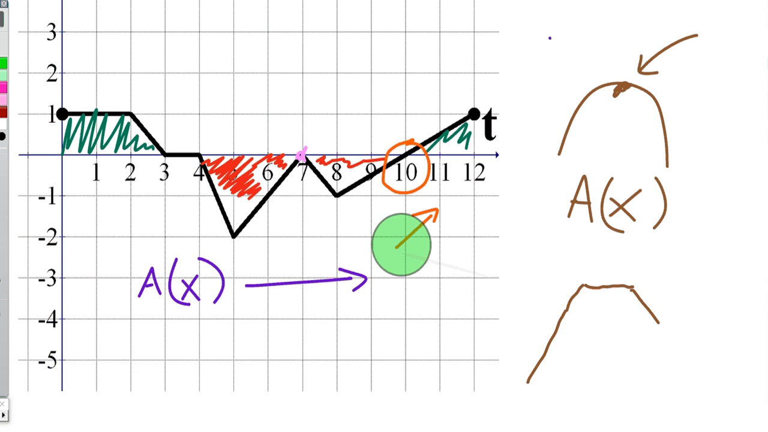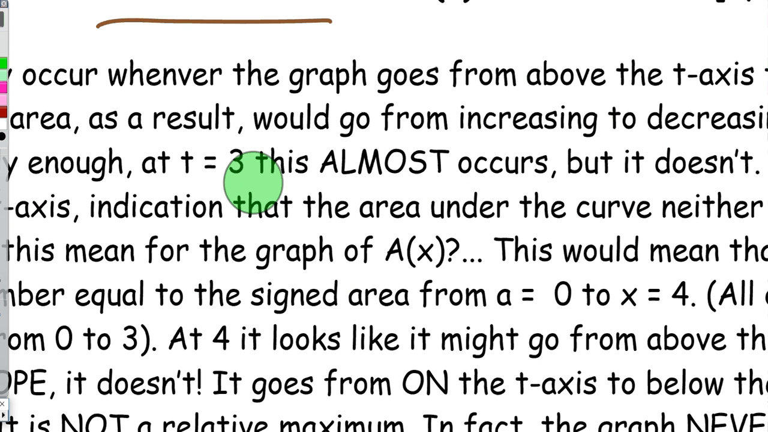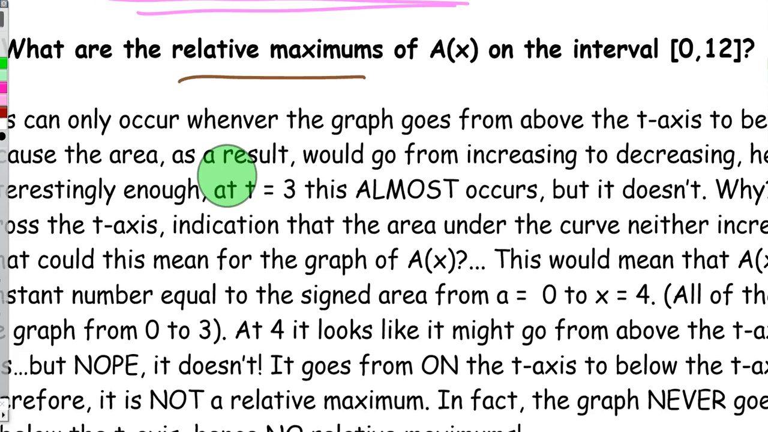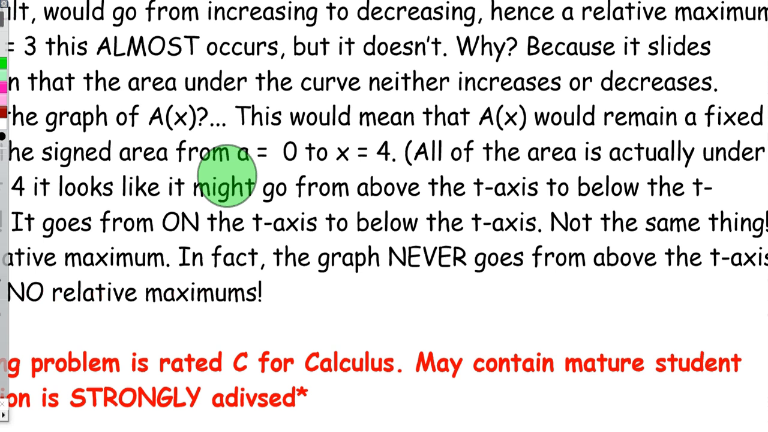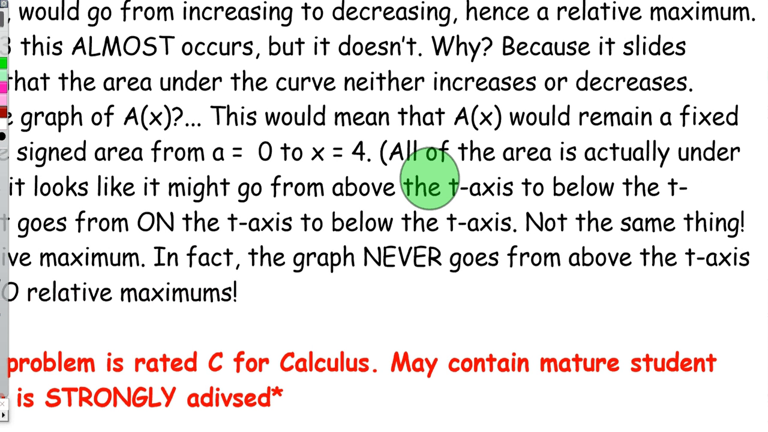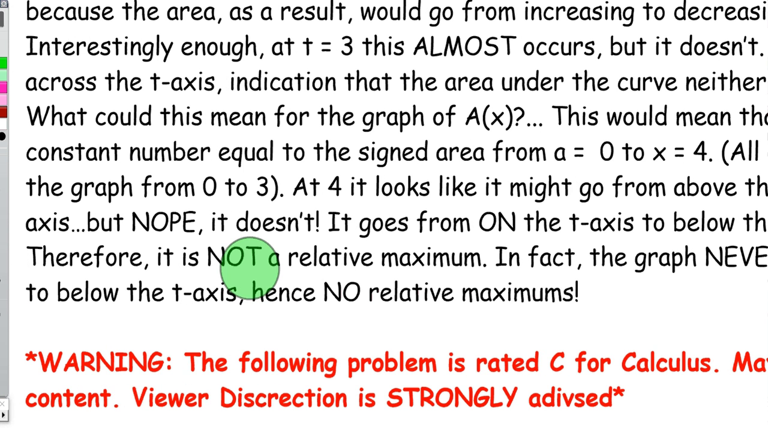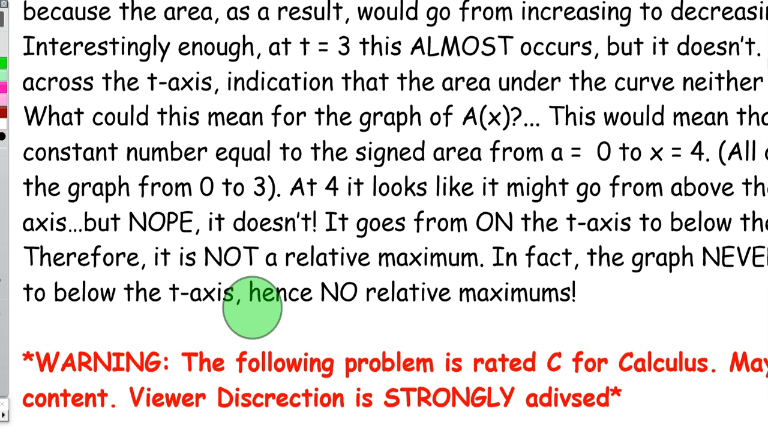Okay, and it'll start to go down because the area below the t-axis starts to drop, and it becomes negative. So this almost occurs at t equals 3, but it doesn't because it flatlined. Okay? So the fact is, and I'm not going to read all of this, I'm just going to explain it on the graph. You can read it later if you want. But the graph never goes from above the t-axis to below the t-axis at a single point in time. Hence, there are no relative maximums.